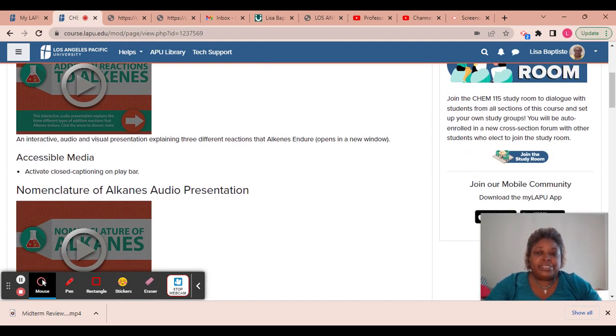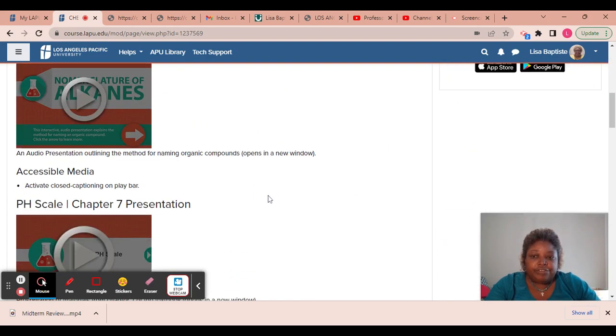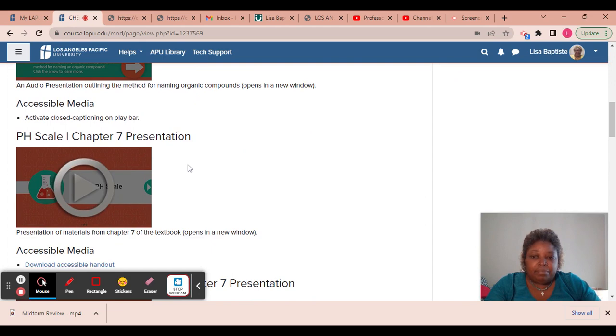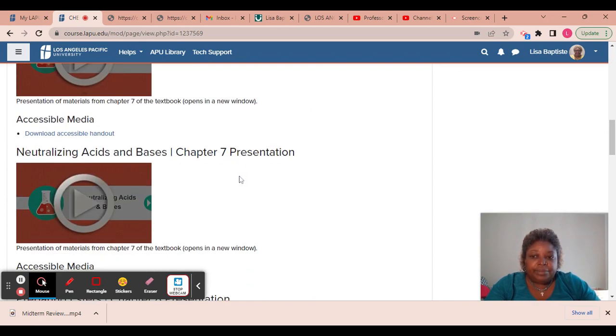So in this particular week, we are starting to look at organic chemistry. And so we're going to look at alkenes. We're going to look at the nomenclature for alkanes. We're going to look at the pH scale. So that's still dealing with general chemistry.